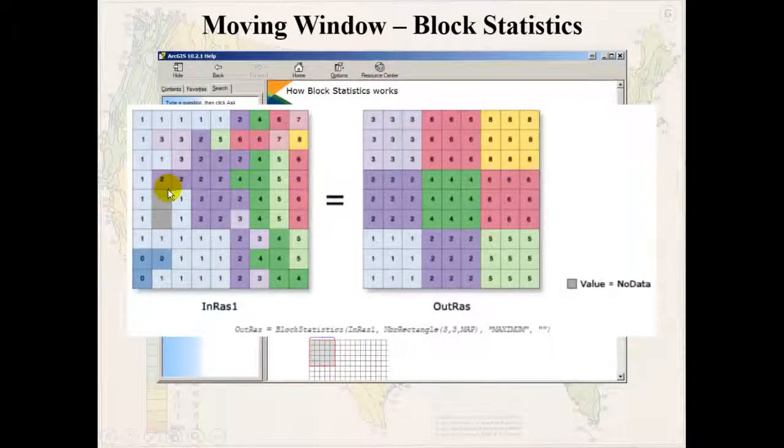This is one of the cases where if there's no data in your input neighborhood, it's not going to force no data in your output neighborhood. It's going to put the value of the maximum in the entire neighborhood.